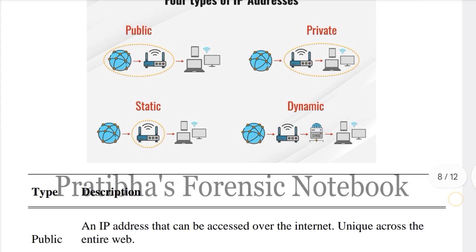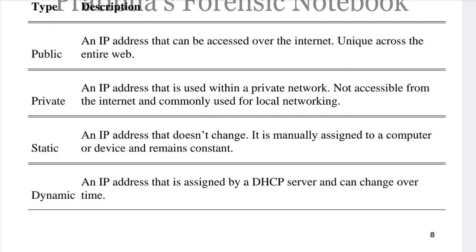Then third one is static. Static means the IP address is fixed to one computer or device and it remains the same. It does not change. Then fourth one is dynamic IP address, which is basically assigned by DHCP. DHCP is the Dynamic Host Configuration Protocol server, and this IP address changes over time, meaning again and again this IP address changes.